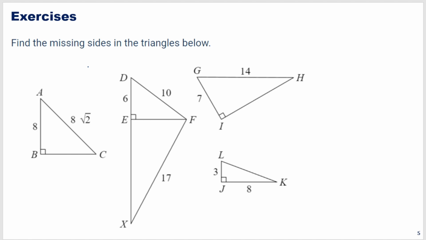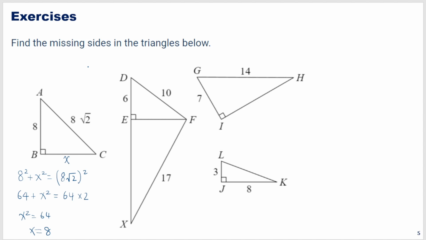All right, let's have a look at the solutions together. Okay, according to the Pythagorean theorem, look at the first triangle. If you don't know that side, you can always let it be x, right? So this means we have 8 squared plus x squared equals (8 root 2) squared, right? So 64 plus x squared equals 64 times 2. Therefore, x squared equals 64. We know x must be positive, so x equals 8, right? So BC equals 8.